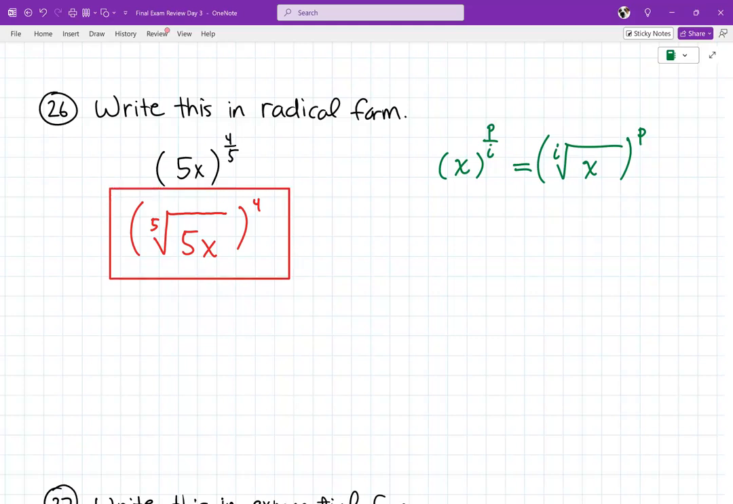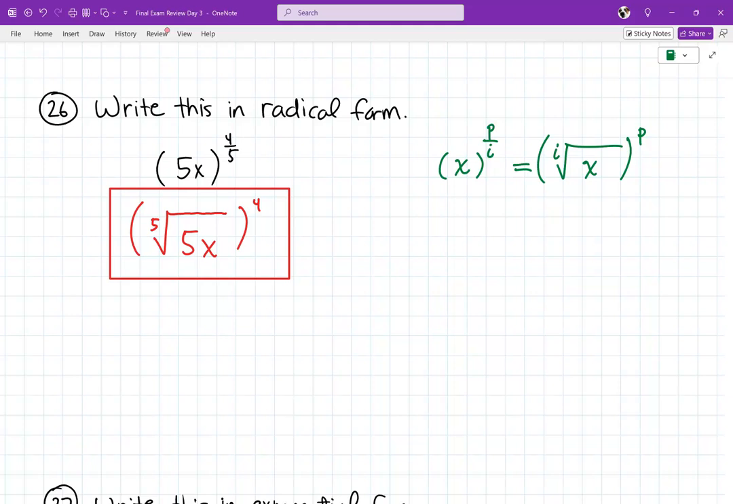And they're most likely going to make us do this the other way right now. They're going to give me a number like what I have in the box, and they're going to say, okay, rewrite it in exponential form. But when you're doing this, your power on the outside, the top number in the fraction goes on the outside of the parentheses. The bottom number in the fraction is your index. And this is the formula how it's supposed to look.